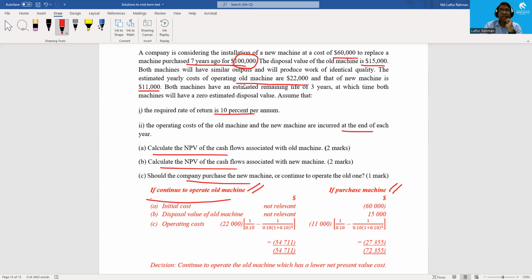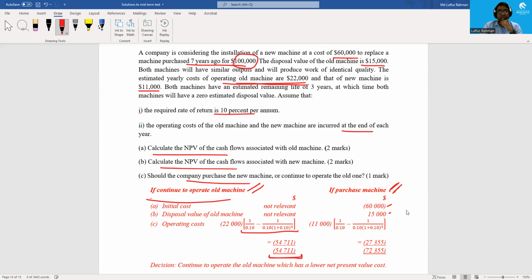So only what is relevant is the operating cost of the old machine, which is $22,000, and you use the present value annuity factor because this cash flow comes every year for 3 years. And this is the present value of the operating cost or operating expenses. Okay. If you go to buy the new machine, you will sell the old machine, right? So that's why the initial cost of the new machine is now $60,000. That is the purchase price of the new machine.